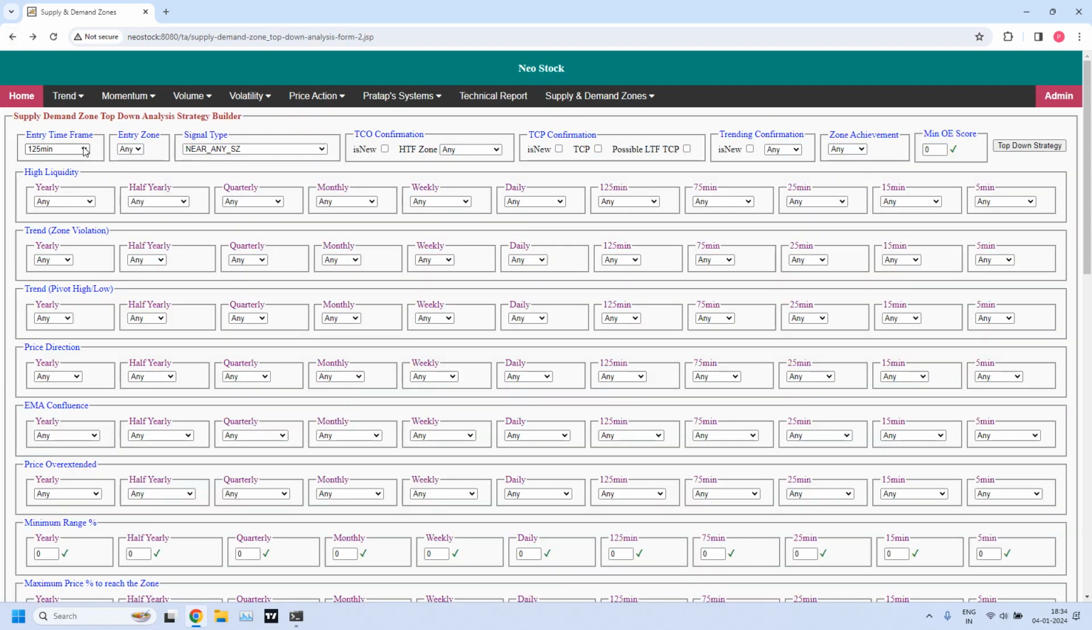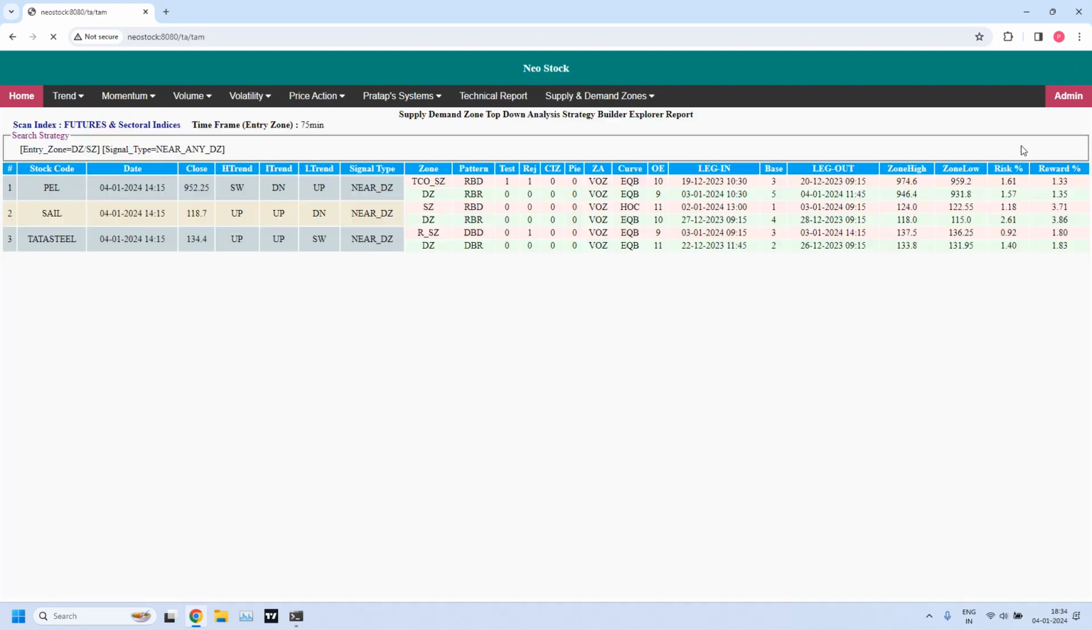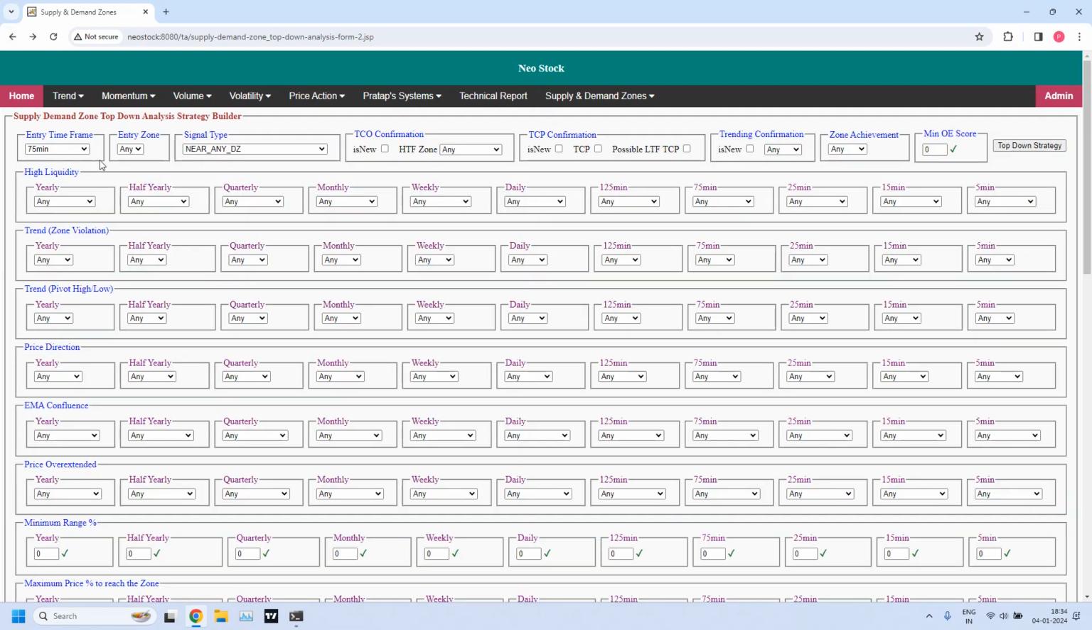So let's go back. Now let us change the time frame to 75 minutes time frame. So entry time frame is 75 minutes. Let us find the stocks near 75 minutes demand zone. So 3 stocks are filtered. No high liquidity 75 minutes demand zones. We haven't identified any high liquidity zones. So let's go back.